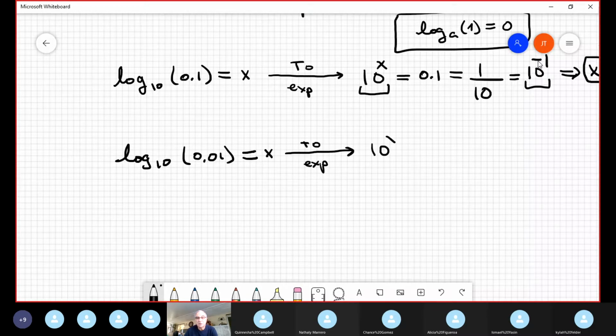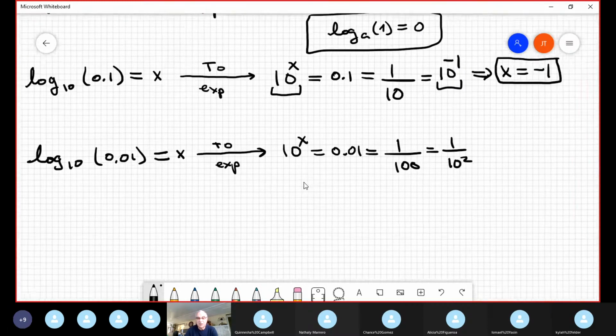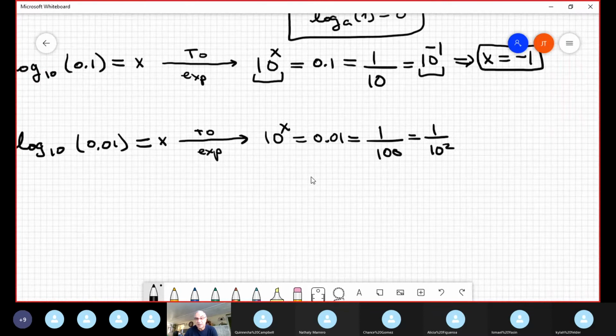So 10 to the x equals 0.01. Well, 0.01 is 1 over 100. And 1 over 100 is 10 to the second power. But this is a reciprocal, so a reciprocal is a negative exponent. So you can write it like 10 to the -2. Conclusion, x is equal to -2. It's easy.